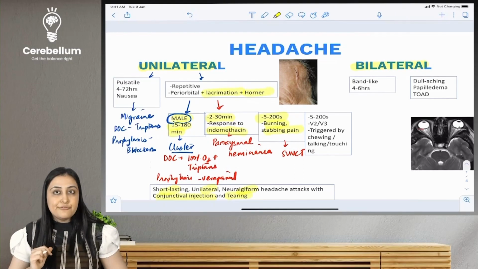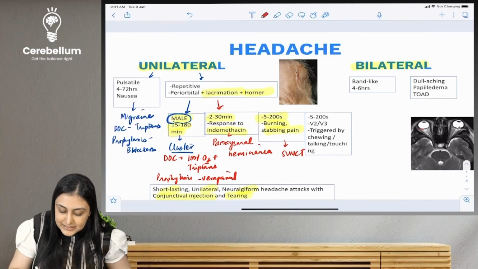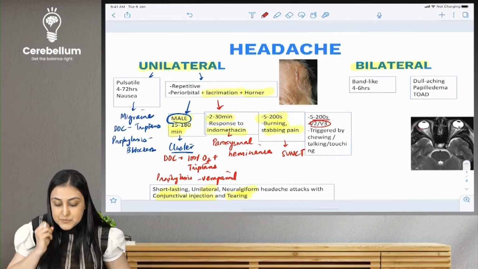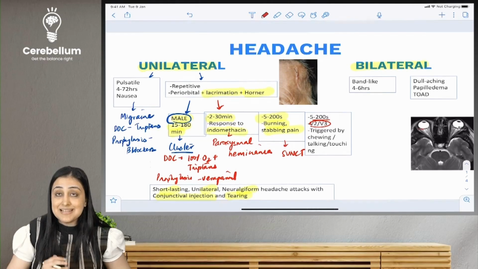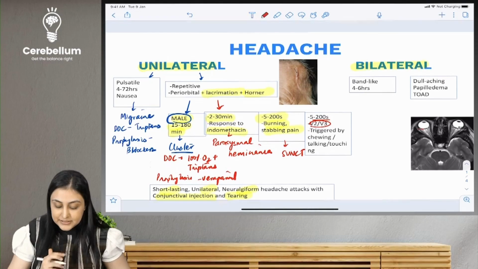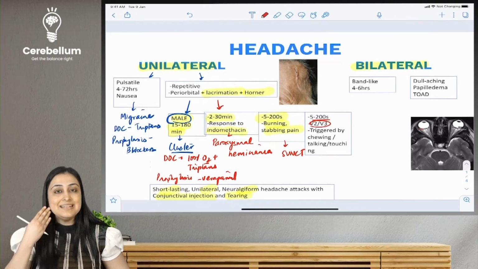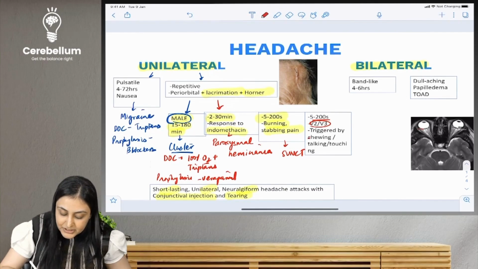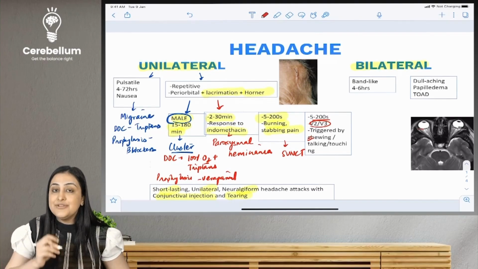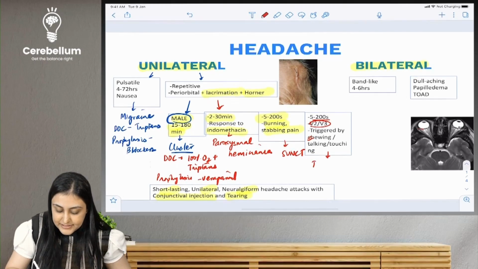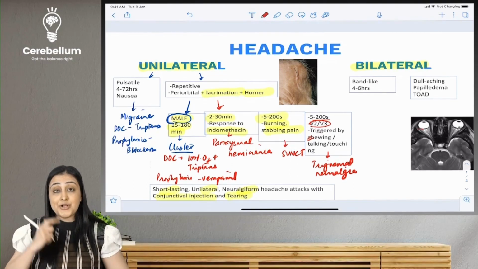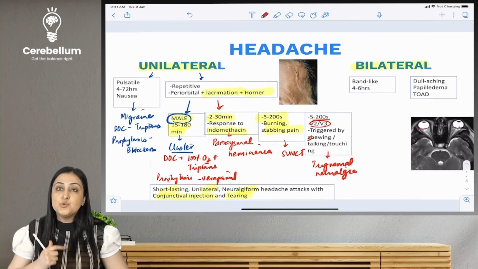Very important differential of SUNCT is when this pain, for the same spasmodic duration of 5 to 200 seconds, is along V2 and V3. It's triggered by chewing, talking or touching. Basically when you are triggering the trigeminal nerve V2 and V3, this entity is trigeminal neuralgia. Very important to distinguish SUNCT versus trigeminal neuralgia. This is V1, this is V2, V3.